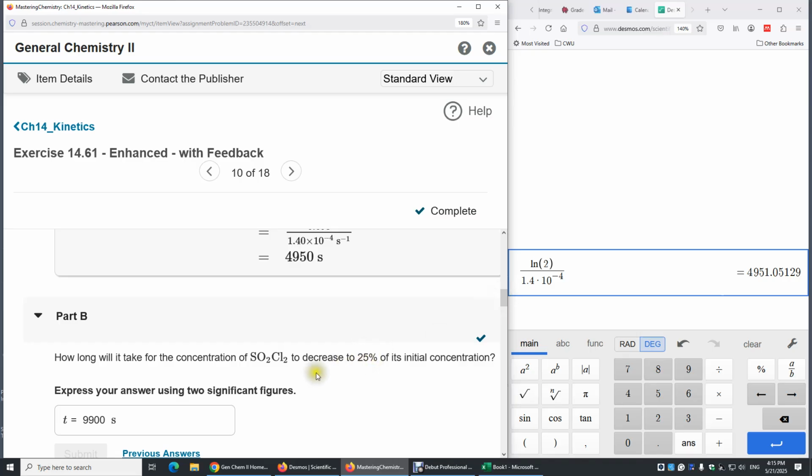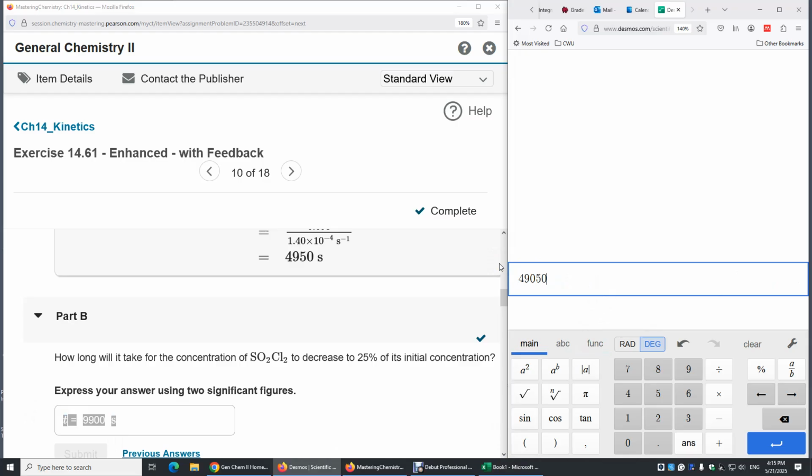So we're going to halve this 2 times. The first 4950 seconds, we cut the concentration to 1/2, and then another 4950 seconds, the concentration is reduced from 1/2 to 1/4 of the initial concentration. So that's why we need 9900 seconds.